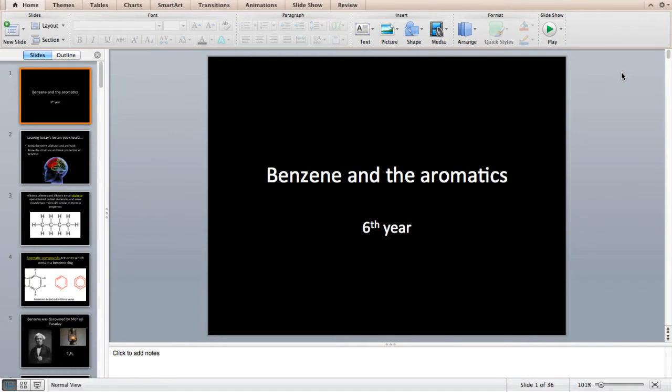So now we're going to be moving on to the next set of compounds, which are benzene and what are called the aromatics. Now when you think of the word aromatic, what does it mean, do you think? Okay, so think of the word aroma. All right, so we're talking about compounds that have quite a strong smell.